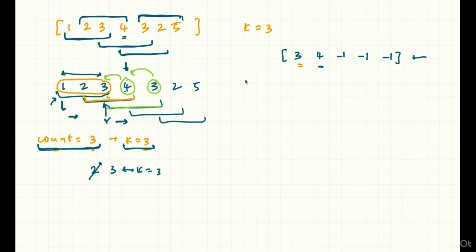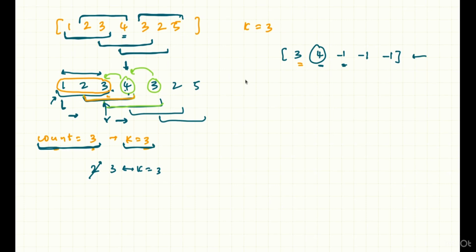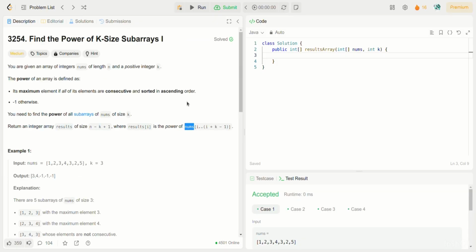Okay, so let's jump back. I hope this makes sense. Let's jump back to the IDE. Here I'm basically sliding my window and checking whether the current element is consecutive to the previous element or not. If it is, then I'm including the current element in the answer. If it is not a consecutive element, I will include -1, and I'm also incrementing and decrementing my counter accordingly by moving the left pointer. So let's jump back to Leetcode and try to code it out.